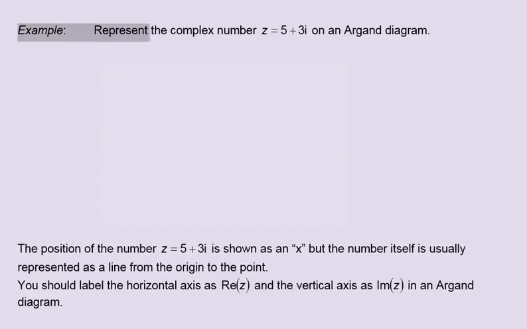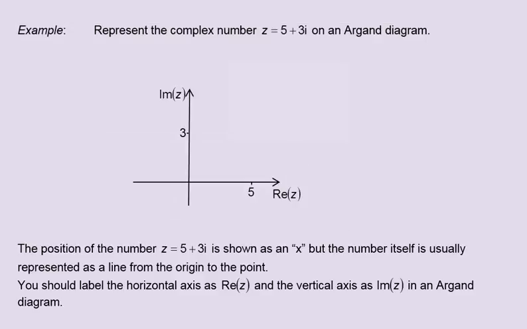Example. Represent the complex number z equals 5 plus 3i on an Argand diagram. Firstly, let's draw the real and imaginary axes. Marking 5 on the real axis, as 5 is the real part of z, and 3 on the imaginary axis, as 3 is the imaginary part of z.